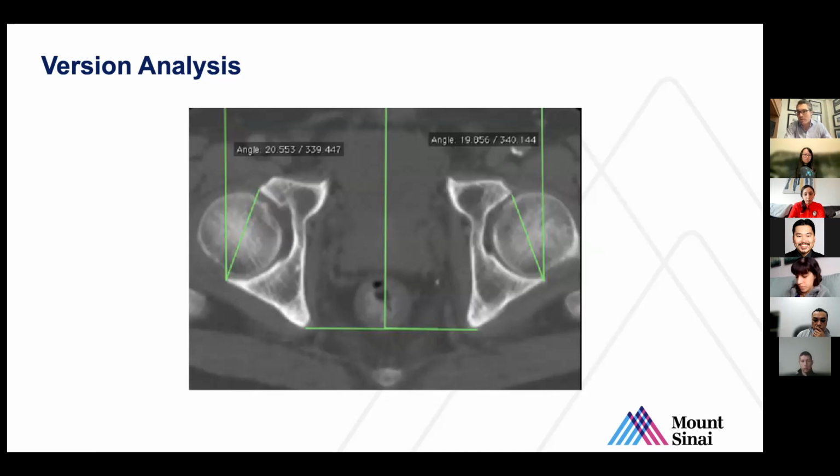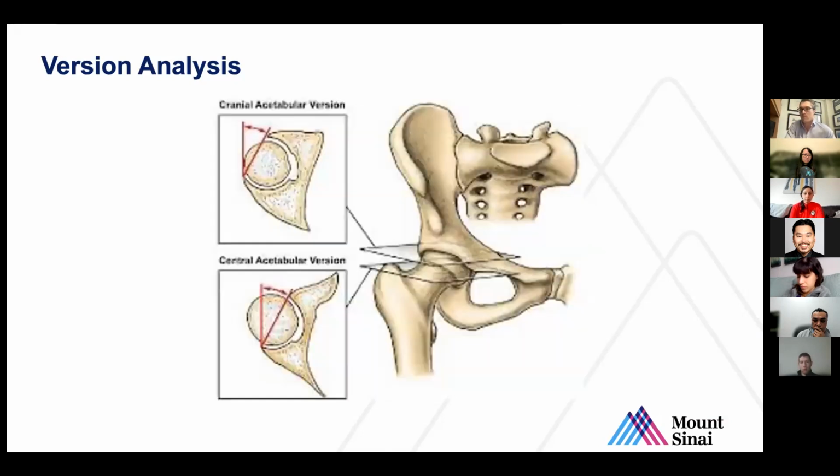Acetabular version. This is how we measure that. You draw a straight line through the acetabulum, or you can draw a line across the posterior acetabulum, and then drop another line that's perpendicular to that, and you measure from the anterior and posterior aspects of the acetabulum. This is an axial view of the pelvis right now. And then that gives us version. And so version of the acetabulum is about 20 degrees anteverted. And if they're less than that, we call it relative retroversion.